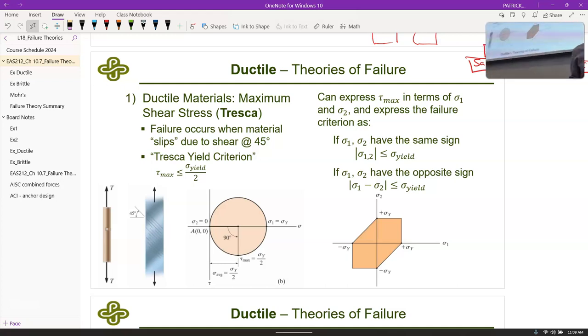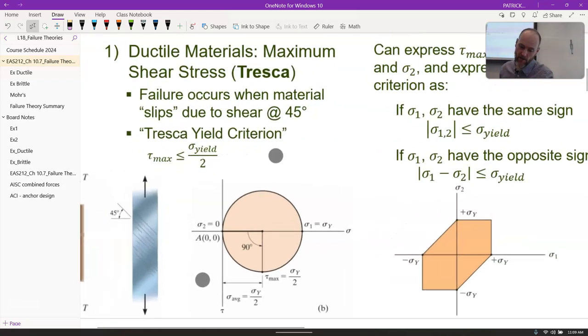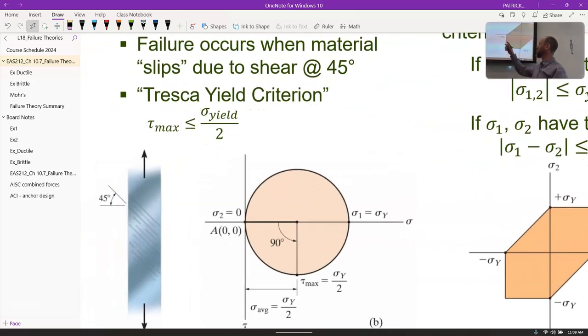So, looking at that on Mohr's circle here, in this sort of loading scenario where you've got fixed stress in one direction, we want to create Mohr's circle for this differential element.